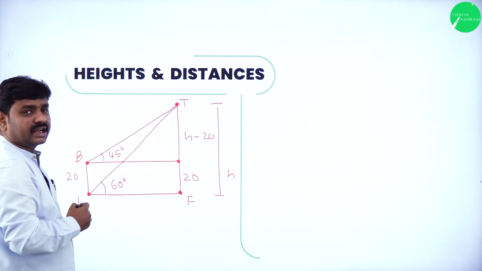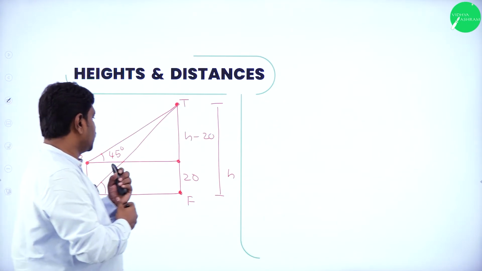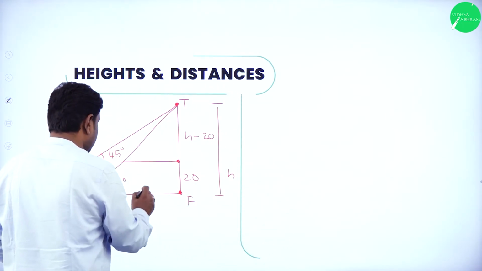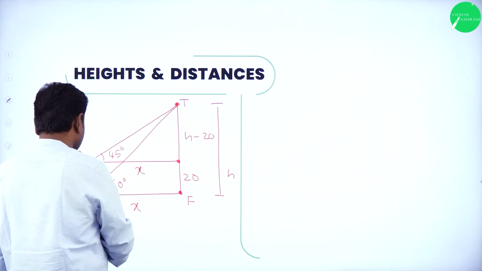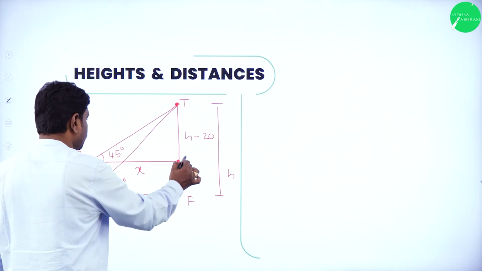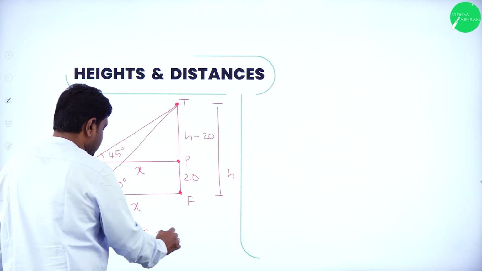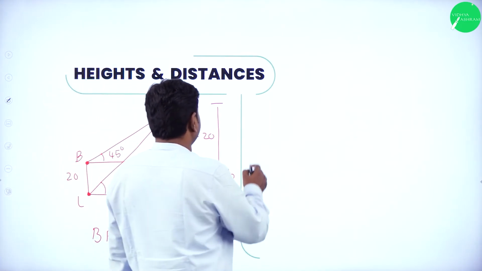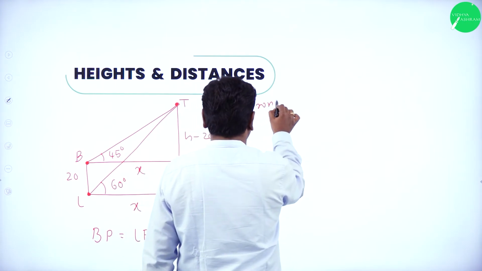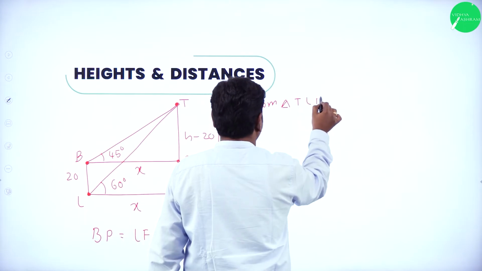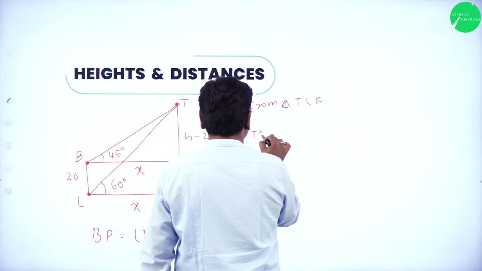Now you can see triangles, and first I'll use the first equation. We don't know this length, so let it be x. If this is x, this is also x. So in the diagram, B to P is the same as L to F, both are x. Now you take two triangles. From the big triangle I'll take TLF, and from TLF apply tan 60.